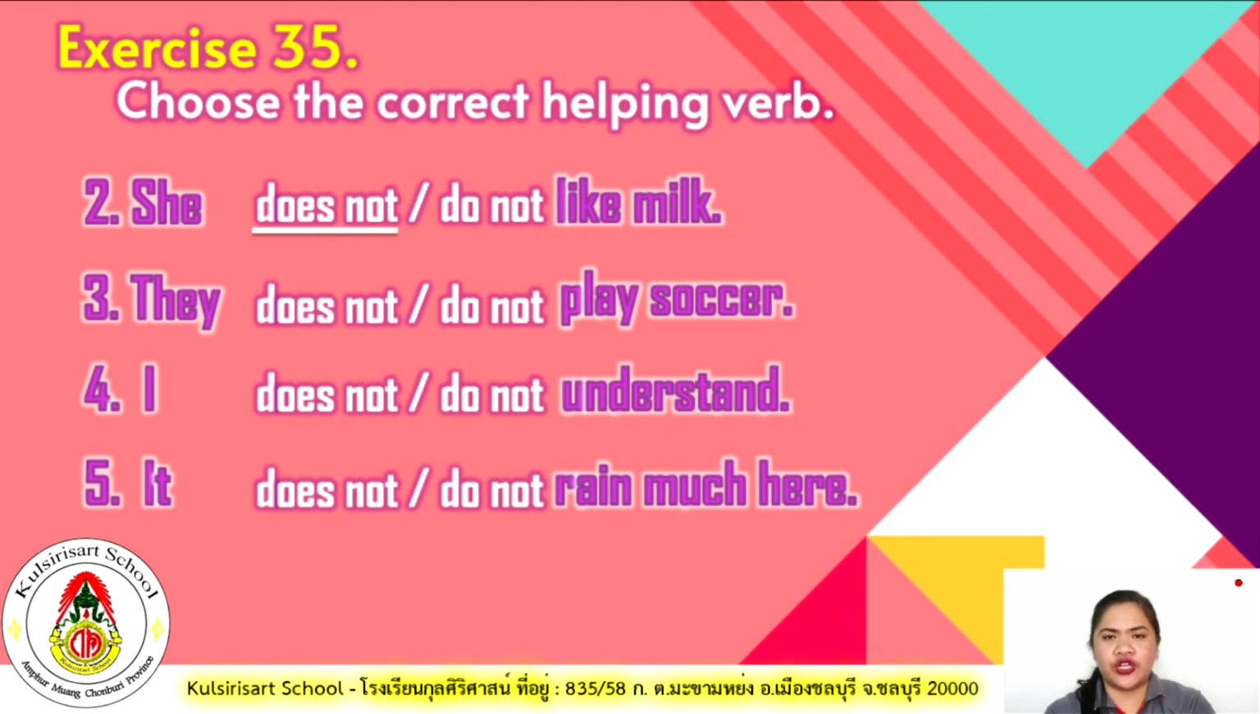How about the word or the subject they? They. Is it singular or plural? Very good. It's plural. So we are going to use the helping verb do plus the negative form is not. So we have do not. They do not play soccer. Next, I is the subject. Do you consider I as singular or plural?